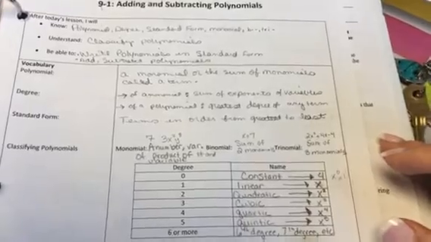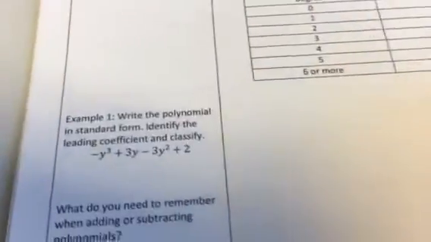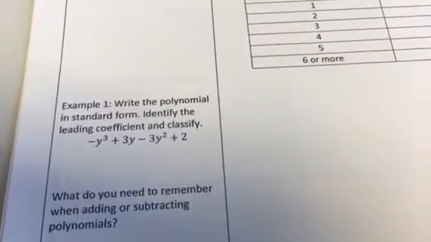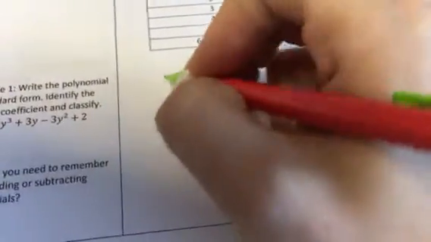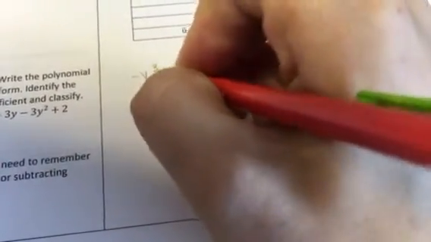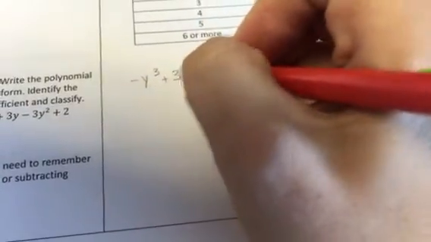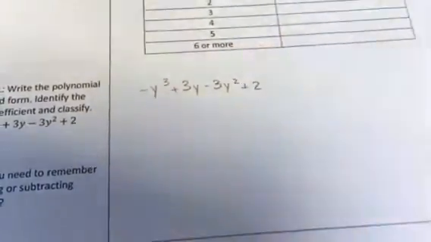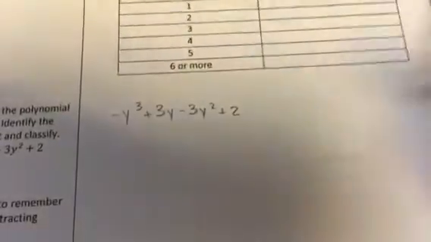The next thing that we have on here is example 1, writing the polynomial in standard form. So that means writing them in order from greatest to least. So let's go ahead and see what that looks like here. We have negative y cubed plus 3y minus 3y squared plus 2. So the degree of the first term, let's go ahead and talk about what that is.